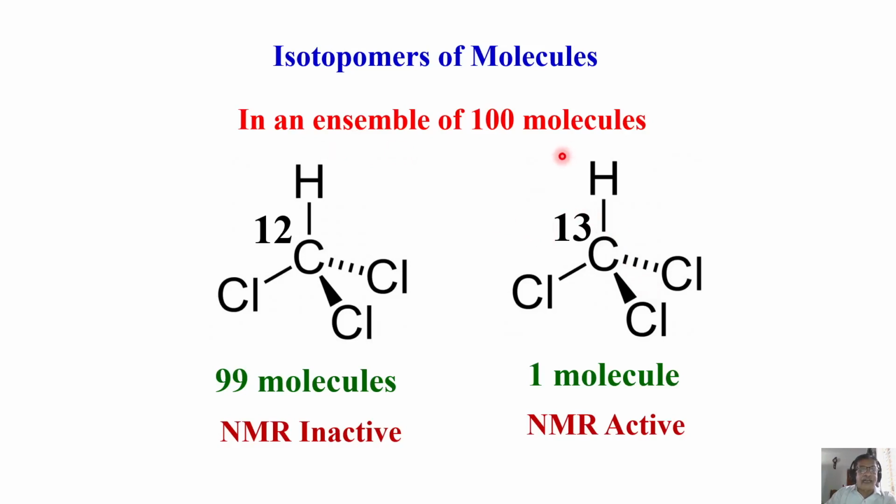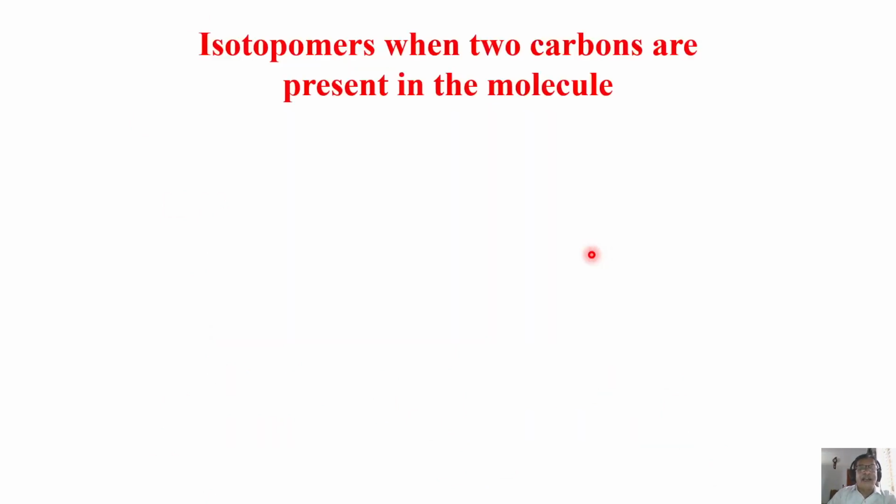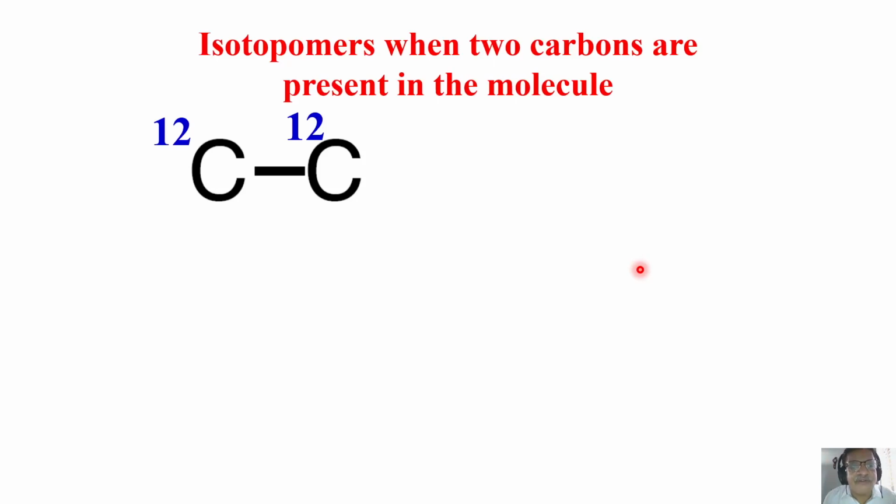So in 100 molecules, on a statistical average, 99 molecules have carbon 12 attached, which are NMR inactive. C12 is NMR inactive because spin is 0. Whereas C13 is NMR active and spin is half. With this idea, let us see what happens if there are two carbons in the molecule. I consider a situation where there are two carbons. How many isotopomers can we think of?